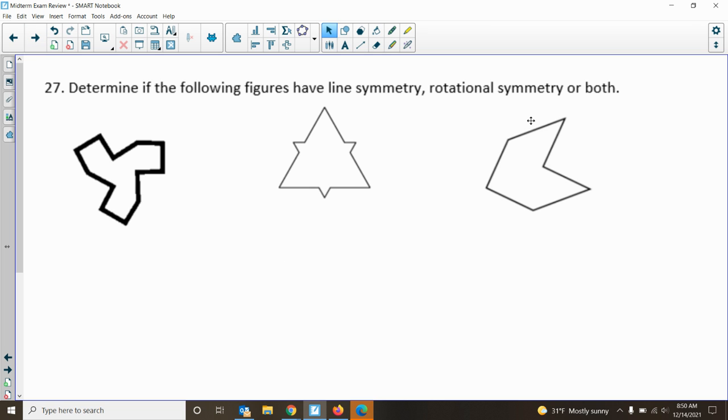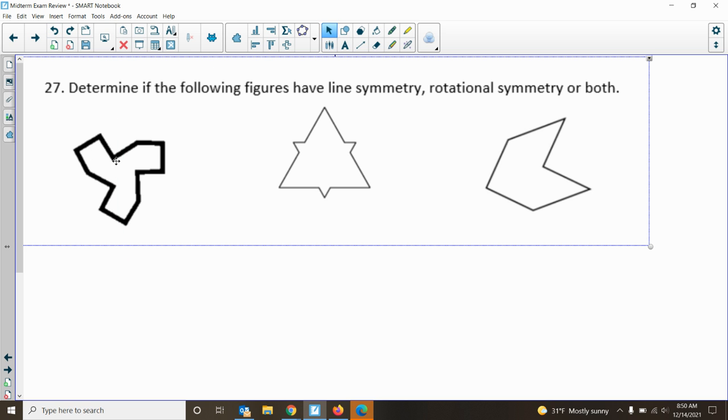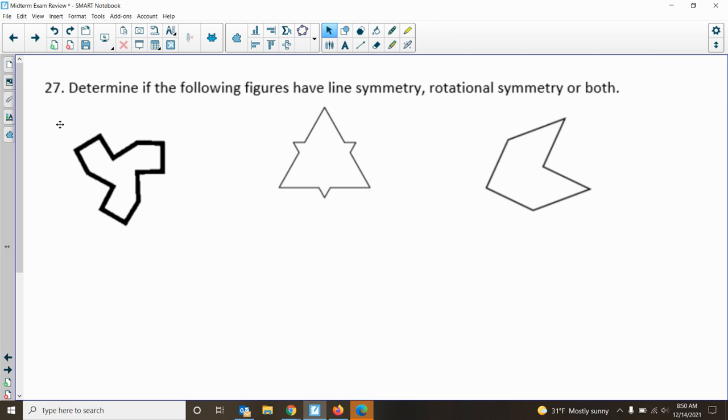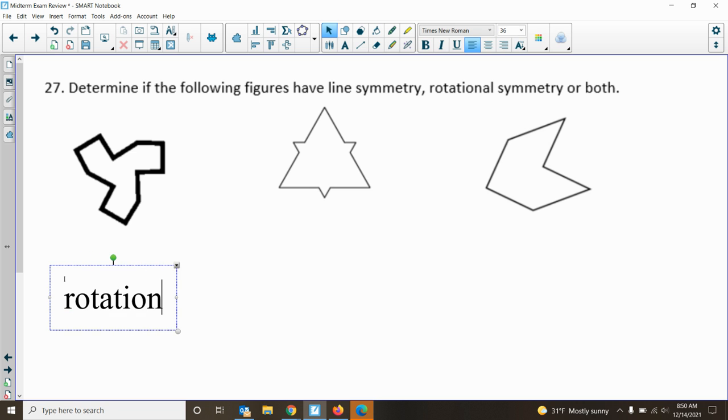27, line symmetry, rotational symmetry, or both. First one, line symmetry. I'm not seeing any line symmetry here, right? If I draw a line anywhere, it's not the same on both sides. But I do think this shape has rotational symmetry, right? If I were to take this and rotate it, maybe try visualizing this here. Just imagine rotating this shape, and it looks like you are going to have rotational symmetry. So this is rotational only for this first one.